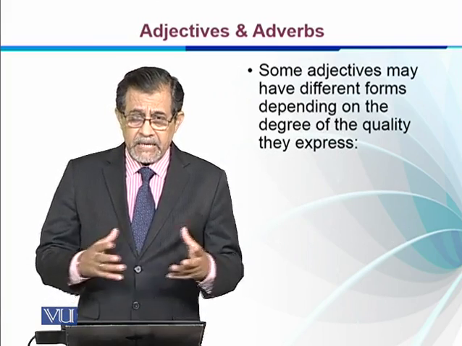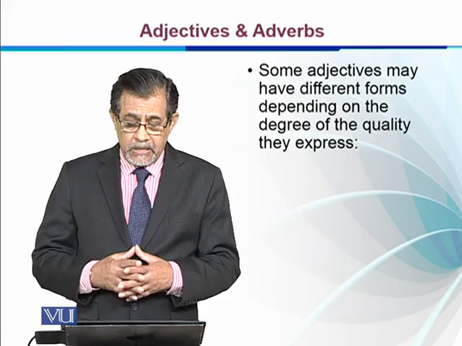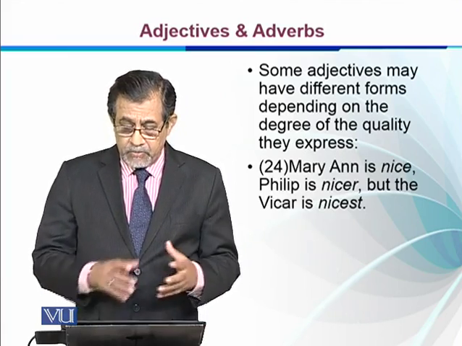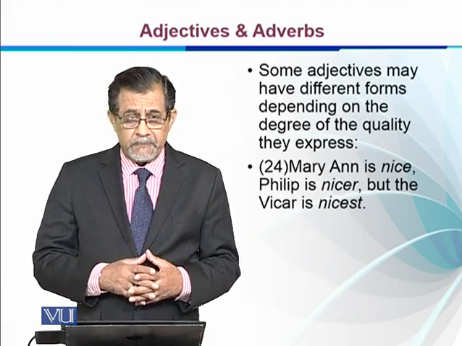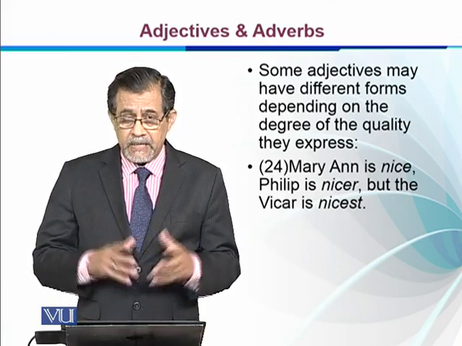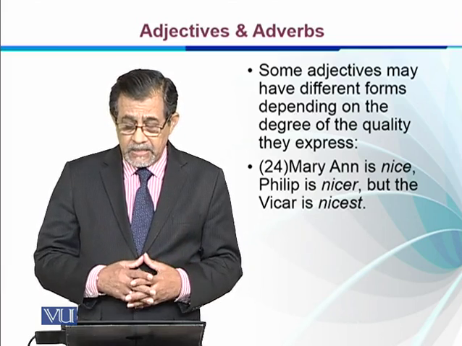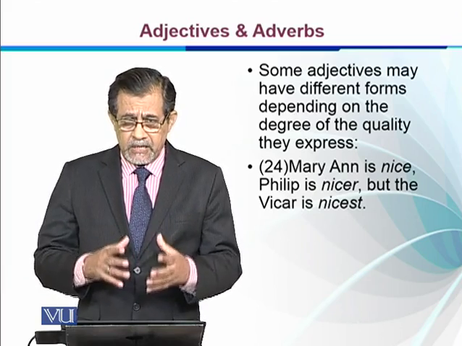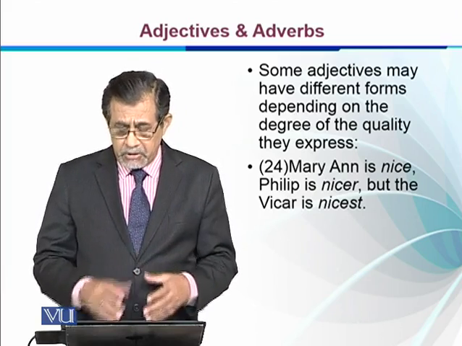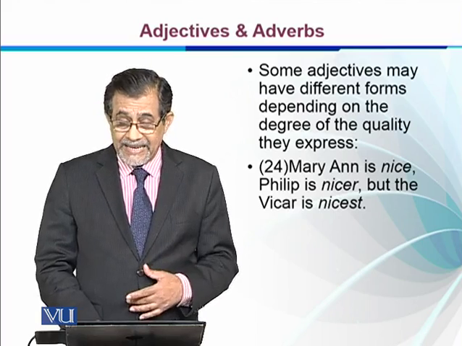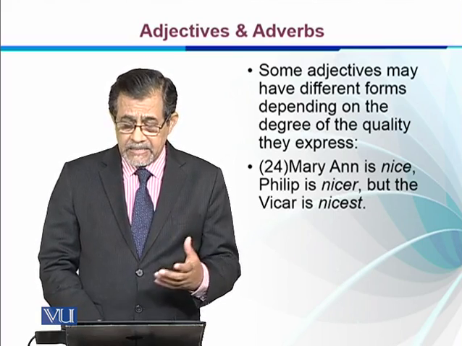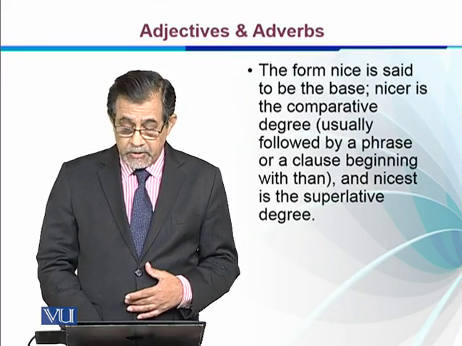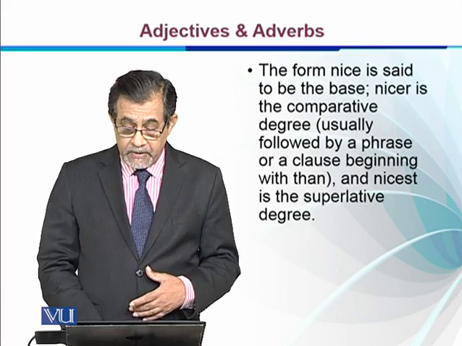Some adjectives may have different forms depending on the degree of the quality they express. So we can say Mary Ann is nice, Philip is nicer, but the vicar is nicest. We have changed nice, which is an adjective, into degrees. We call nice the base degree, nicer the comparative degree, and nicest the superlative degree, right? So these are generally the three degrees of adjectives.